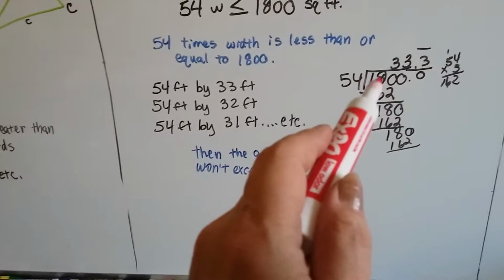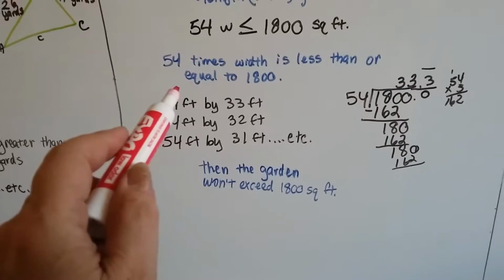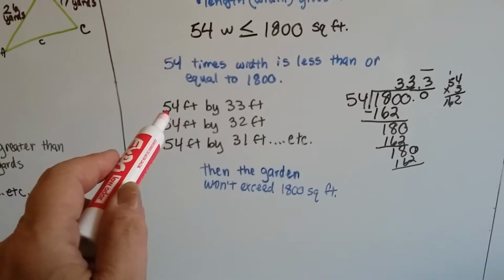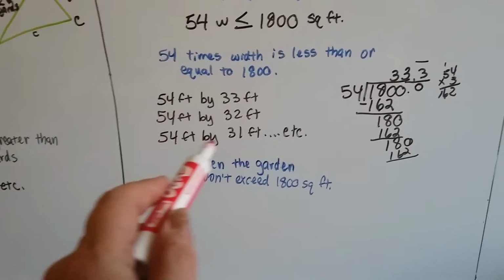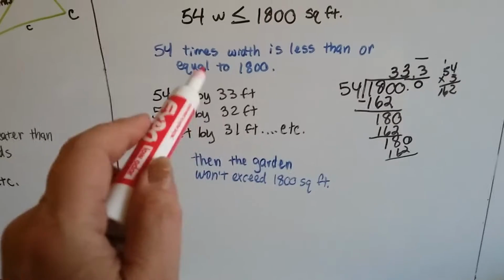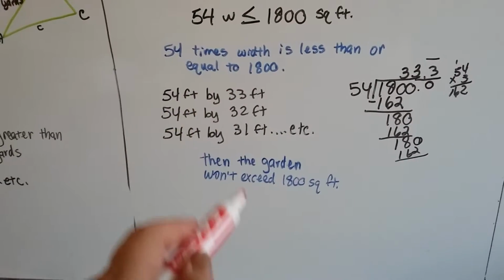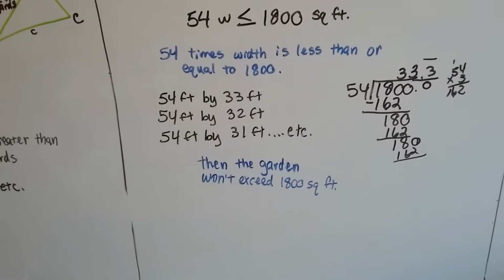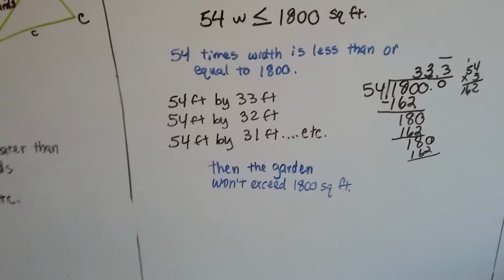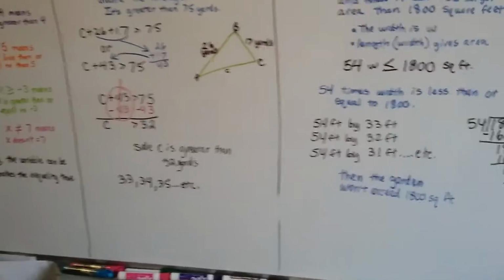So because it has to be less than 1,800, it could be 54 feet by 33 feet, 54 feet by 32 feet, or by 31 feet, etc. As long as it doesn't go bigger than 33. See? Then the garden won't exceed 1,800 square feet. So those are our possibilities.